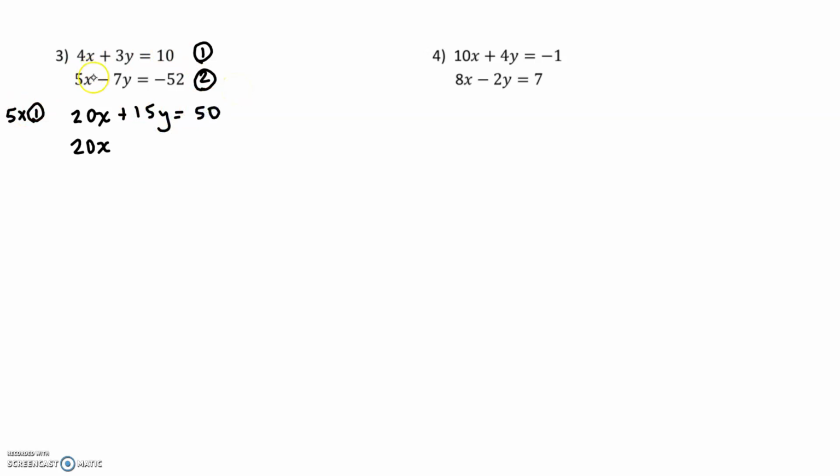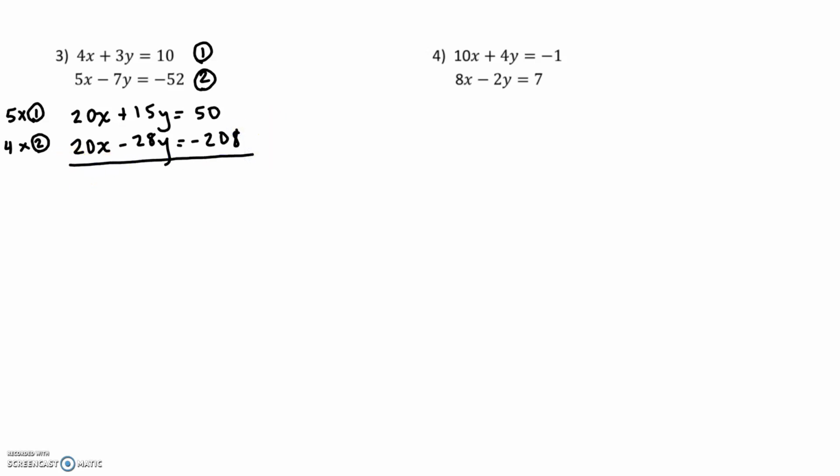All right, let's do the same now for my second equation. In order for 5x to come to 20, I have to multiply by 4, all of equation 2. So 4 times 5 is 20x. 4 times negative 7 is a negative 28y. And 4 times negative 52 is negative 208. All right, so now we're ready.